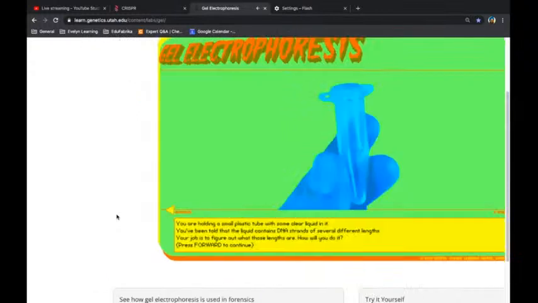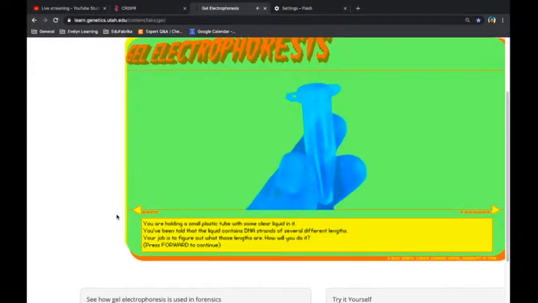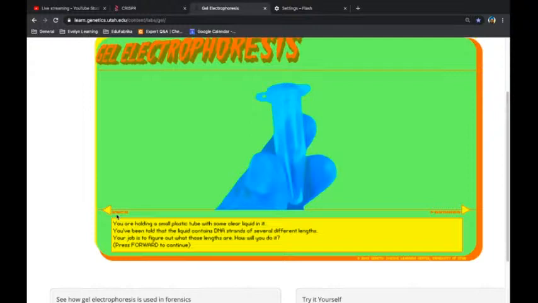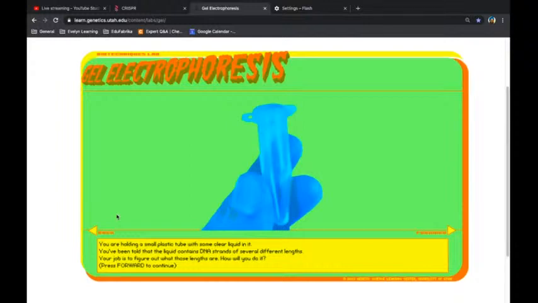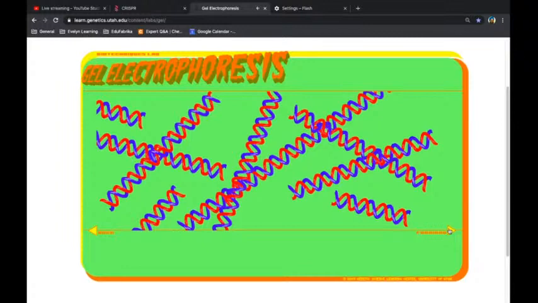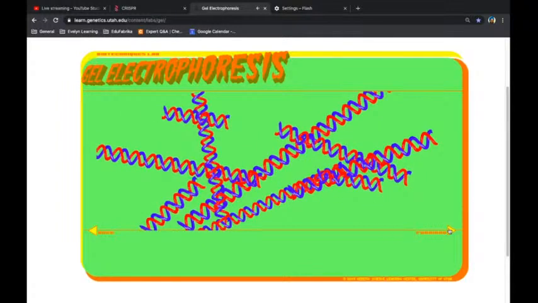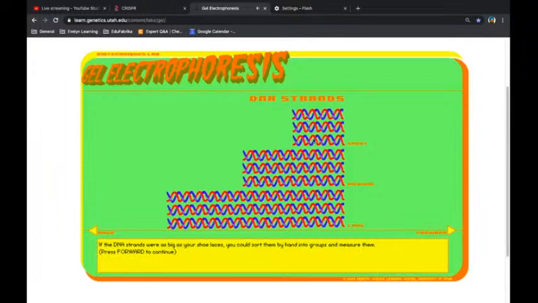So, gel electrophoresis virtual lab. Let's start. You are holding a plastic tube with some clear liquid in it. You have been told that the liquid contains DNA of several lengths. Our job is to check of which different lengths our DNA is. And how will we do it? We will do it with the help of gel electrophoresis. Within that Eppendorf tube, DNA molecules of various sizes are present: some short, some medium, some long, and we want to differentiate each of them using this technique.